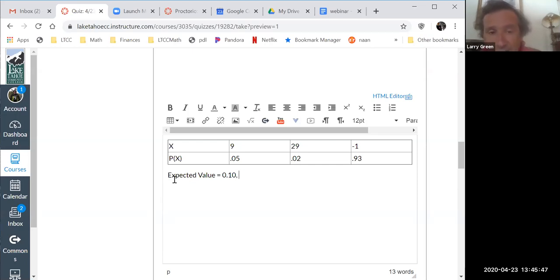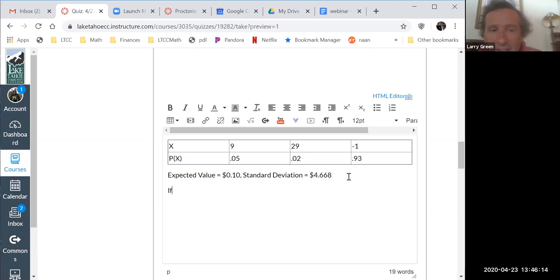Our standard deviation was 4.668. In fact, I'm going to put a $ sign there to remind us that this is actually money we're talking about. And then we're asked to interpret it. Remember, I told you there were some words you had to have.